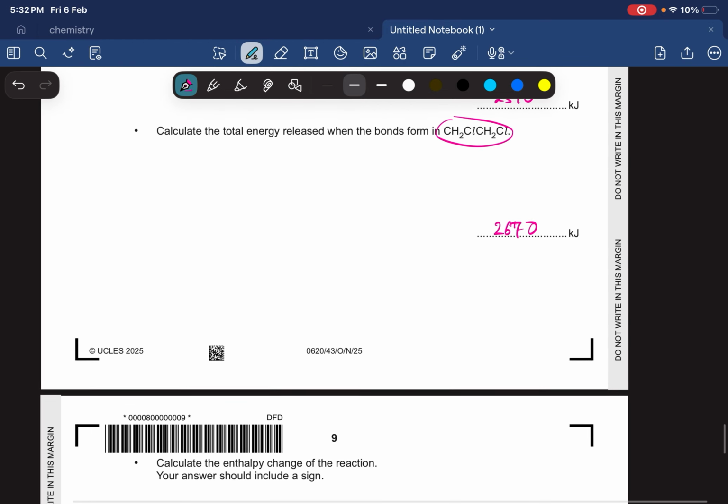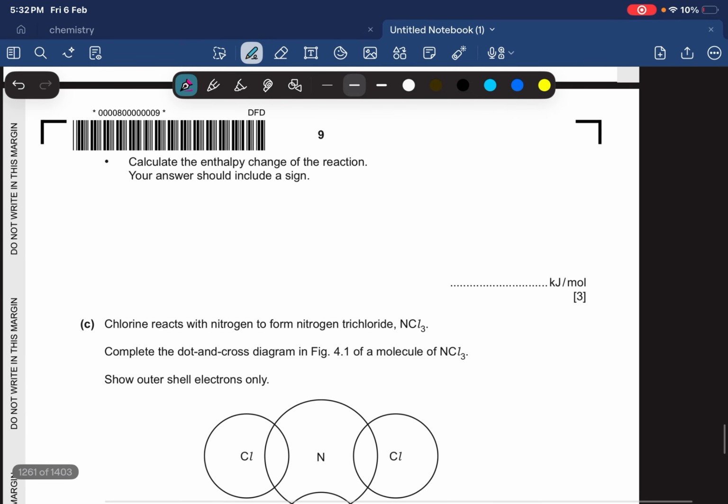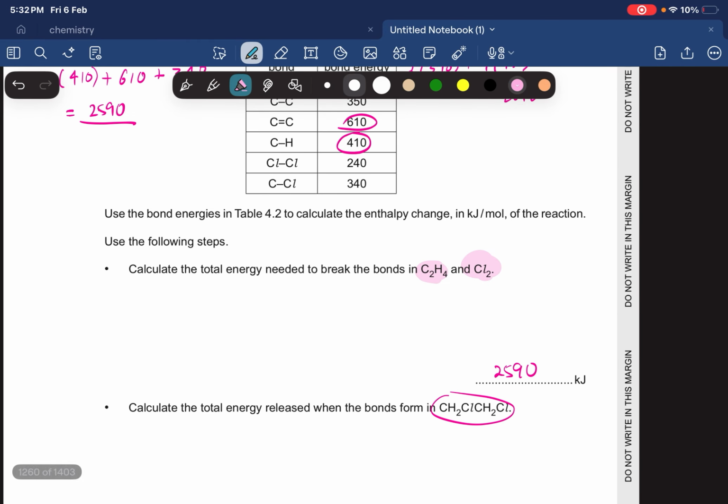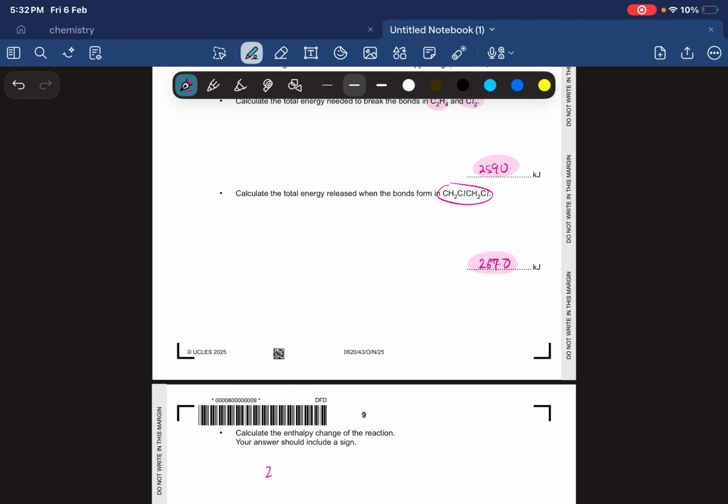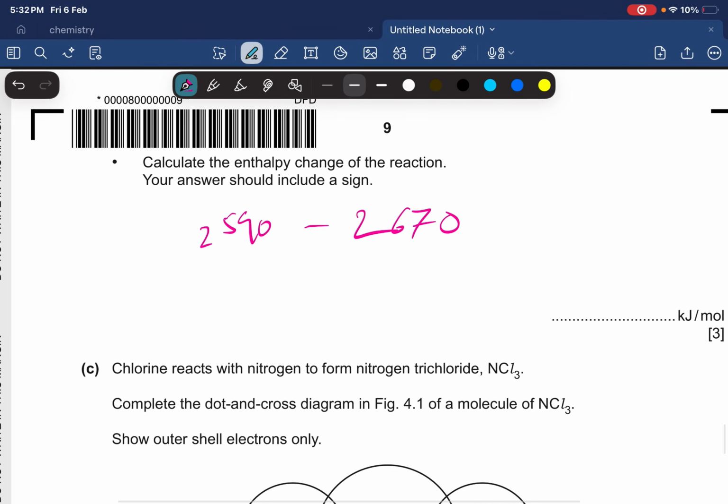2670. Now, what do I have to calculate? I would have to calculate the bond energy. For bond energy, remember, you take the total energy that's given minus the total energy that's released. So it's going to be 2590 minus 2670, right? 2590 minus 2670 is negative 80 kilojoules. Negative 80 kilojoules.